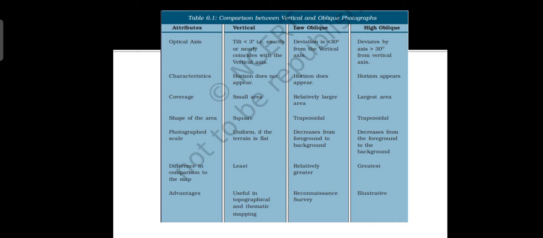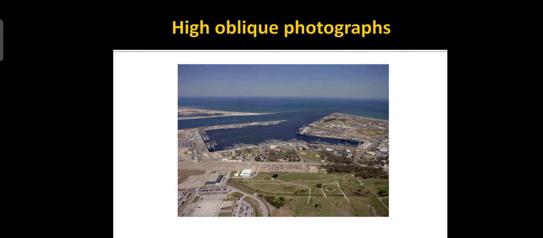Then advantages. We can see vertical photographs are very much comparable to the map, so they are used in topographical and thematic mapping. Low oblique photographs are used in reconnaissance surveys, and high oblique photographs are used for illustrative purposes. Now this is a high oblique photograph.